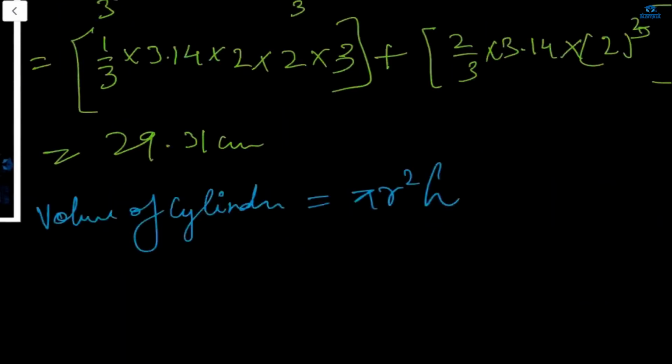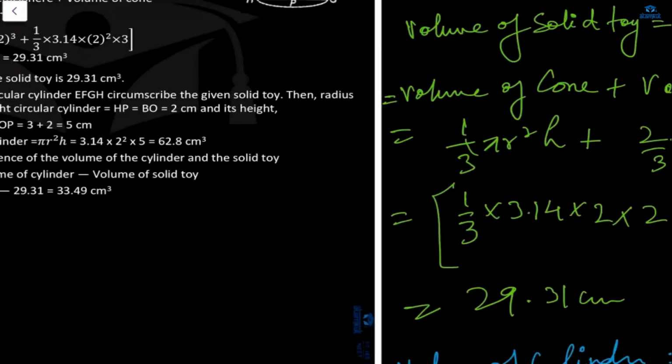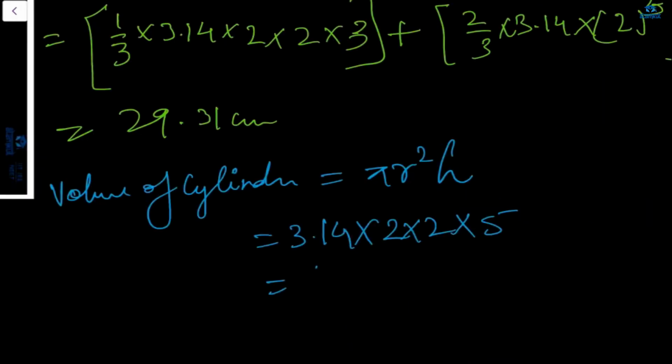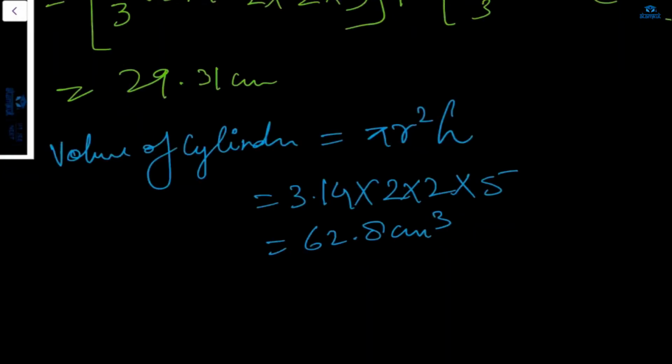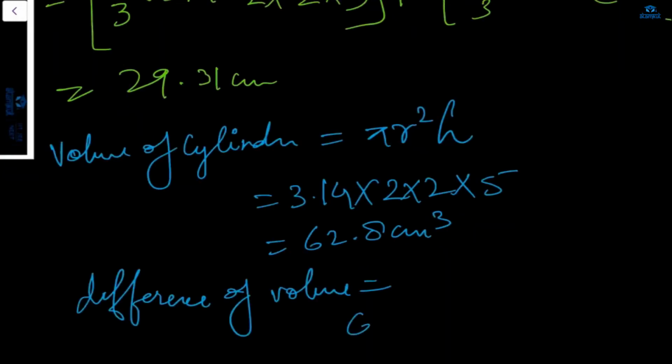So it is 3.14 into r square, that is 2 into 2, into 5. This will be your volume of the cylinder. So the exact volume of the cylinder is 62.8 centimeter cube, and the difference of volume is equal to 62.8 minus 29.31, and you will get the answer.